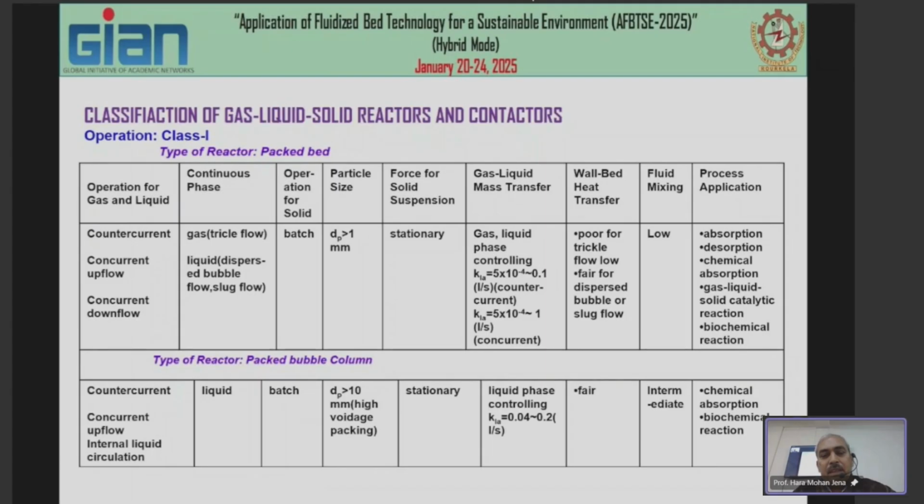Liquid phase controlling here, KLA value 0.04 to 0.2, and wall to bed heat transfer is fair. Fluid mixing is intermediate. Applications are chemical absorption, biochemical reactions, etc.